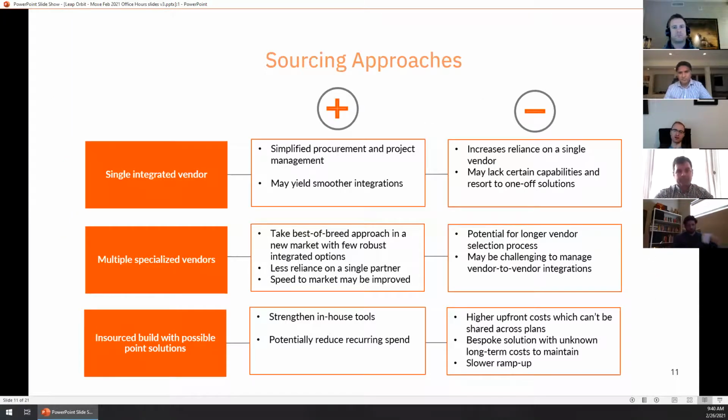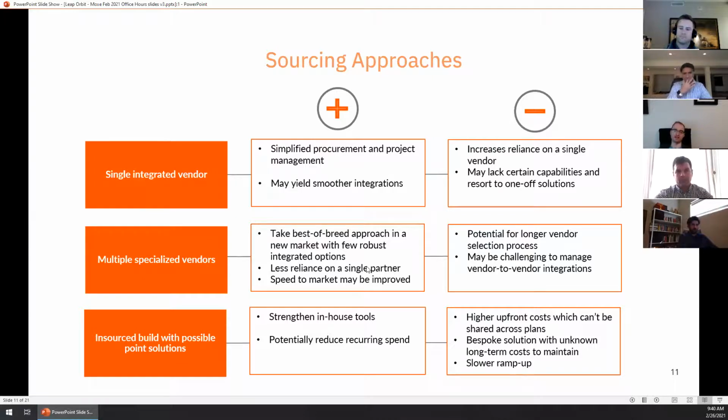Real quick, and then I'll hand it over to LeapOrbit on the sourcing approaches. I'd be curious, if we have time, to hear from folks what they're seeing. We're seeing different approaches, from we're going to have one vendor do everything, to we're going to take more of a best-in-breed point solution approach, to, with some of the larger plans, we're going to insource this with maybe a few point solutions from vendors. I think they all have pluses and minuses.